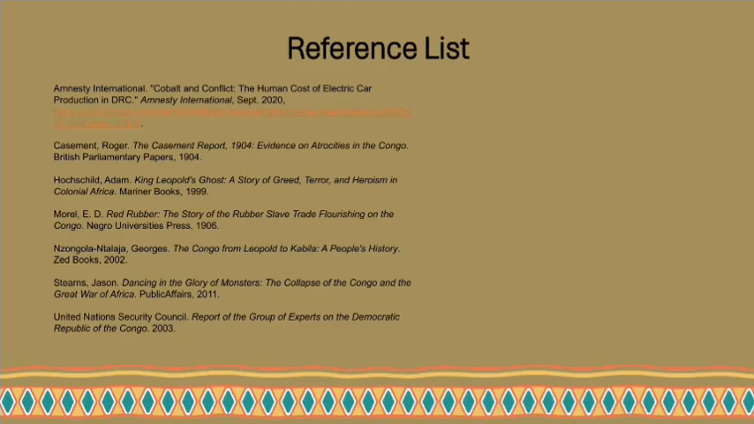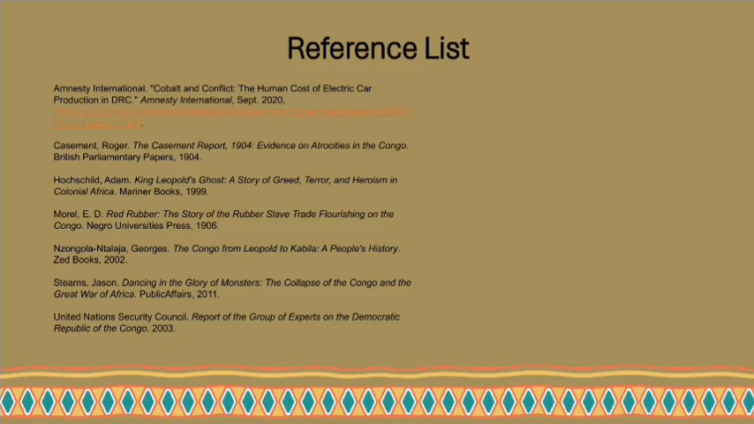The next one, I used King Leopold's Ghost: A Story of Greed, Terror, and Heroism in Colonial Africa by Adam Hochschild. I actually have this book. I got it when I was in ninth grade, I think. And it highlights the atrocities of the Congo Free State. It also details the history of the rubber regime and the role of King Leopold and the fight for early human rights activists.